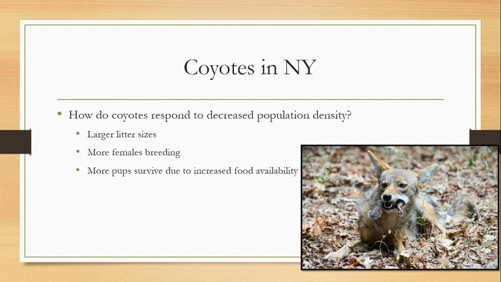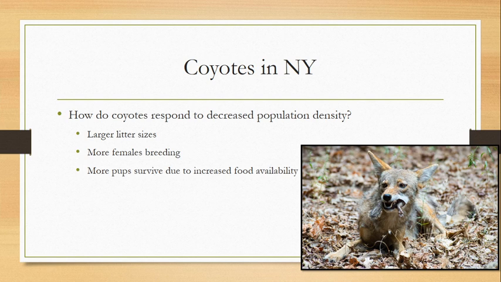So do you know how coyotes respond to decreased density in their population? They have larger litter sizes. More females breed because there's less stress, and more pups survive because there's more food available. So if I kill a coyote, or if I go on a rampage one winter and kill a bunch of coyotes, they respond by producing even more the next year.